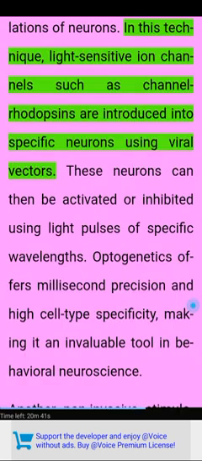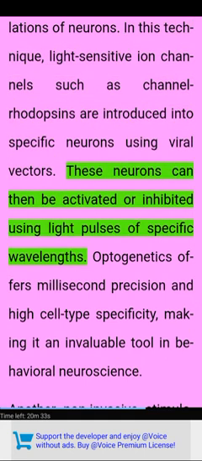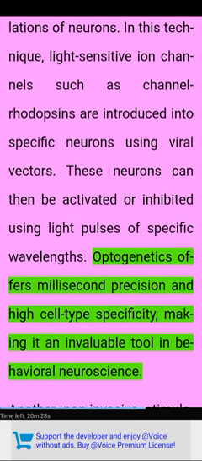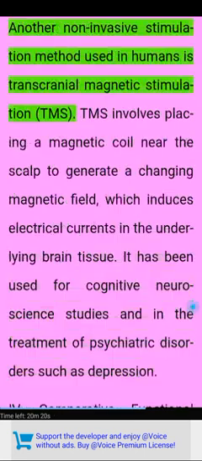In this technique, light-sensitive ion channels such as channelrhodopsins are introduced into specific neurons using viral vectors. These neurons can then be activated or inhibited using light pulses of specific wavelengths. Optogenetics offers millisecond precision and high cell type specificity, making it an invaluable tool in behavioral neuroscience.